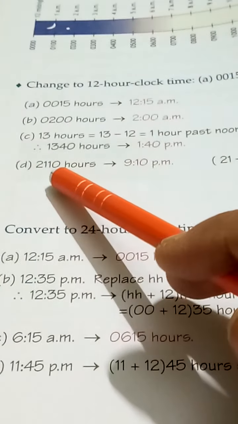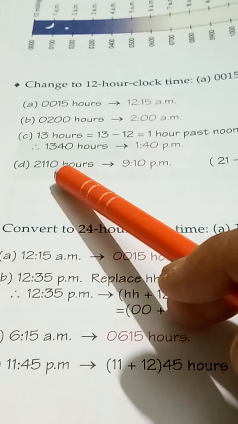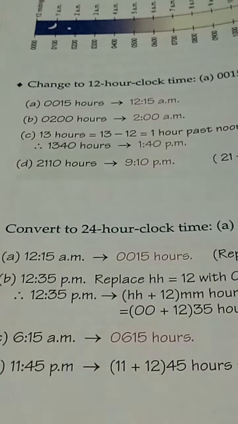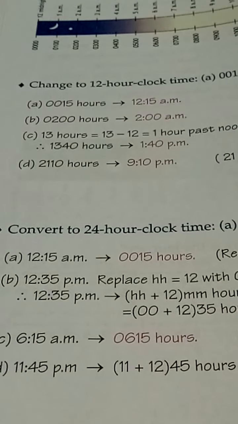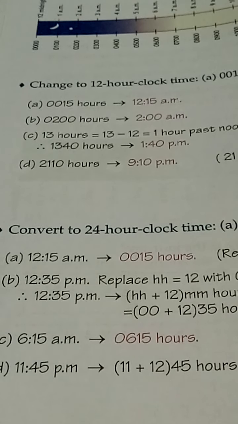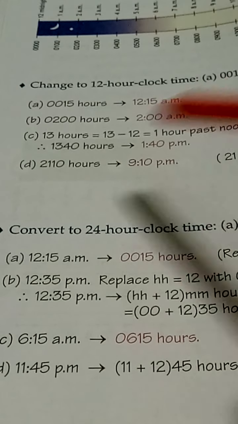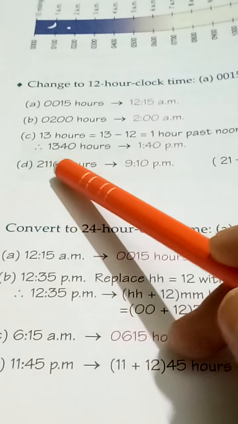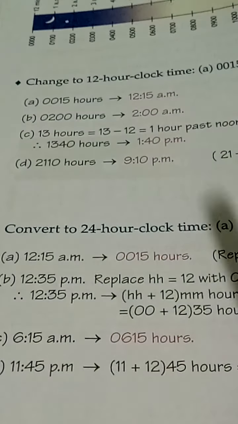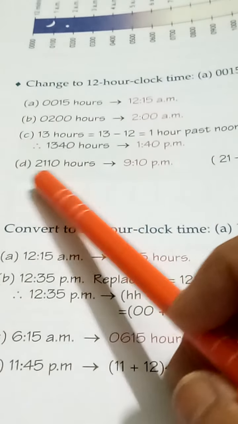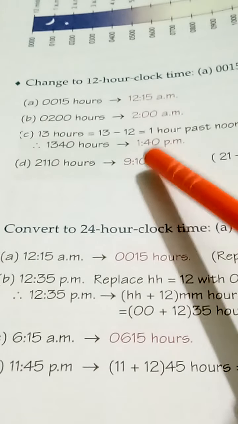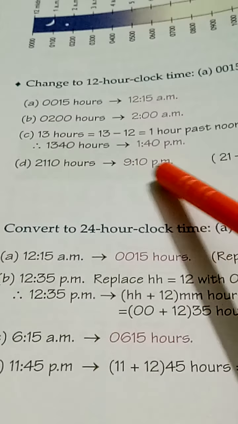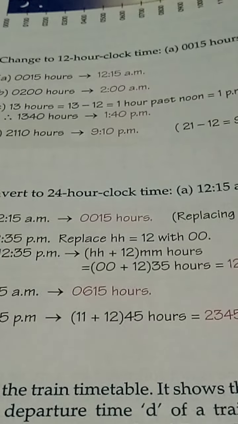Now 21:10 hours. 21:10 means 21. So now start taking, 19 was 7, so 20 is 8, 21 is 9. That means 9:10. The last two digits, the minutes, remain the same. Okay. 9:10 p.m. Clear? Next we have convert to 24-hour clock time.